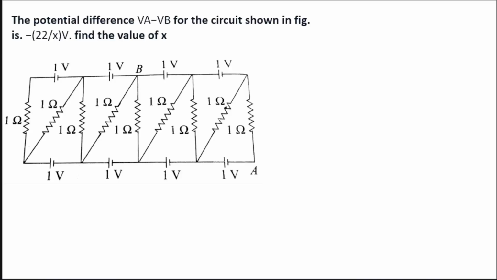Let us for now face this one. And what is said here, you can see the diagram and we are given the value of electric potential difference between point A and B. So A is here and B is here, and that is given as negative of 22 by X, and we have to calculate the value of X.